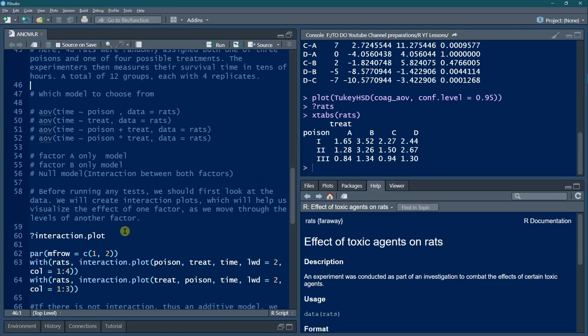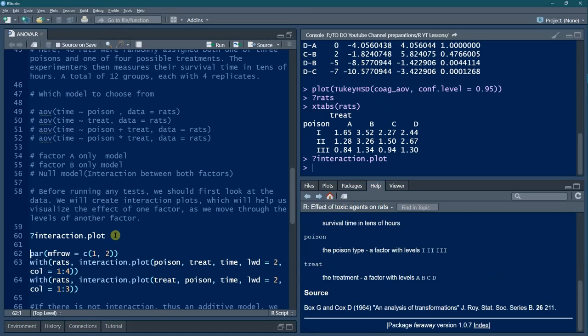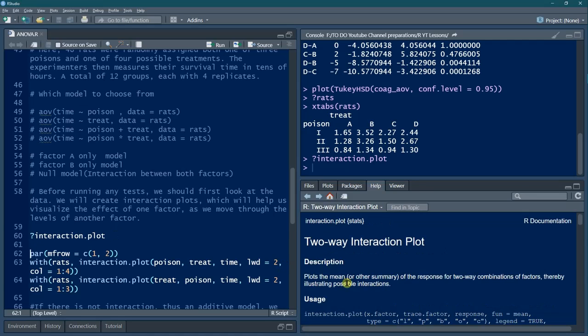So before running the test, we can see one interaction plot. Let us ask R: what is an interaction plot in R? It plots the mean or the other summary of the response for 2-way combinations of factors, thereby illustrating possible interactions. Let us actually draw the plots and then we can get an idea.